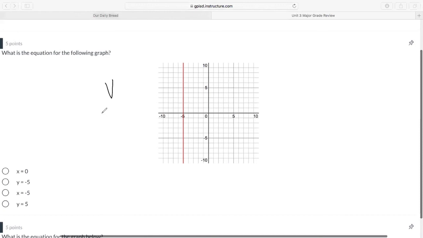This is a vertical line, so I know it's an x equals equation. The x value is -5 at this point. On all these points, the x is -5. So that's why it's x equals -5. Awesome.